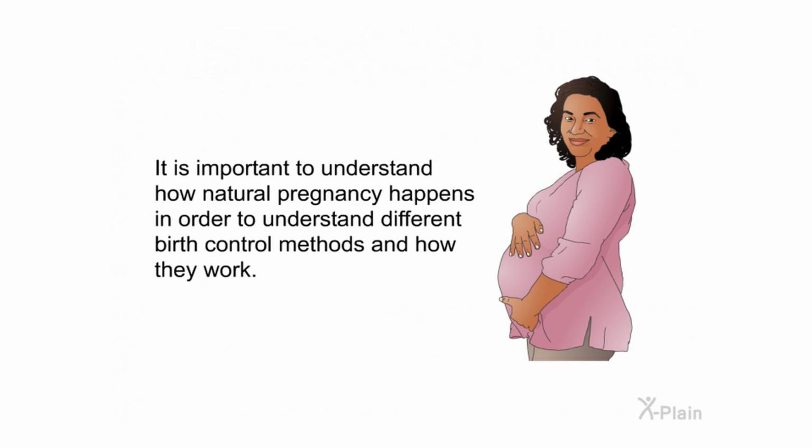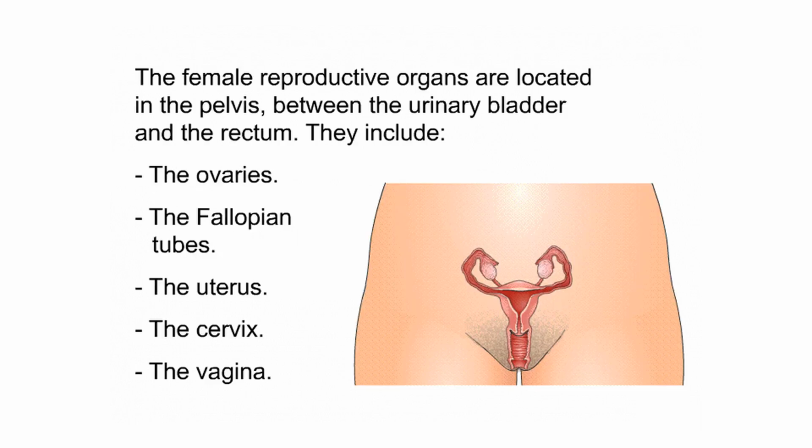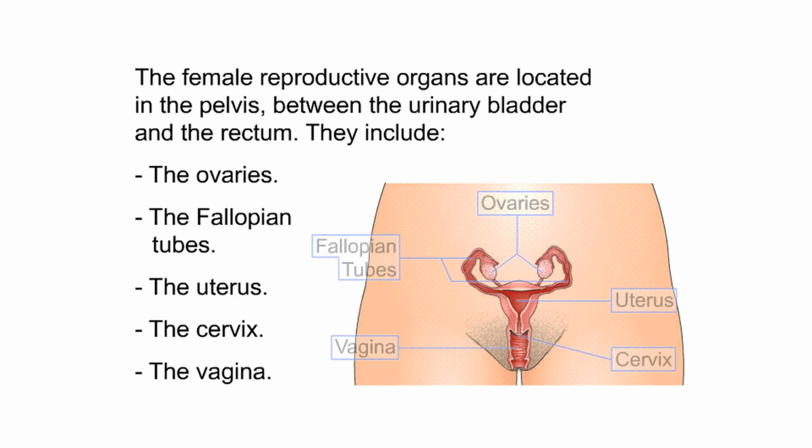Pregnancy. It is important to understand how natural pregnancy happens in order to understand different birth control methods and how they work. The female reproductive organs are located in the pelvis between the urinary bladder and the rectum. They include the ovaries, the fallopian tubes, the uterus, the cervix, the vagina.